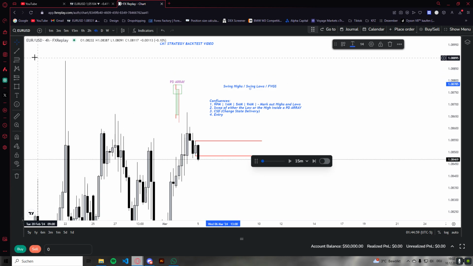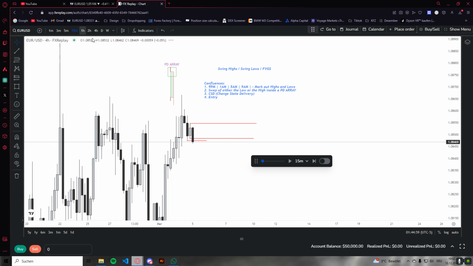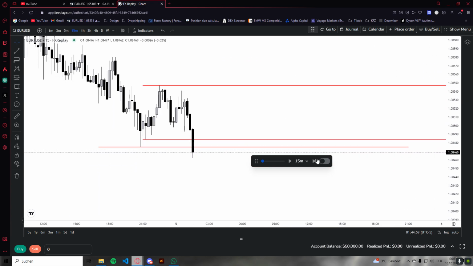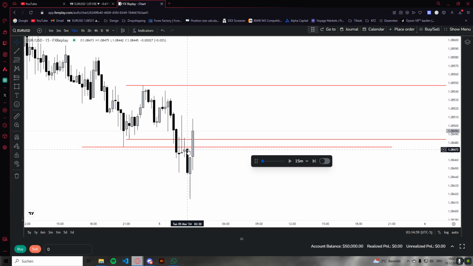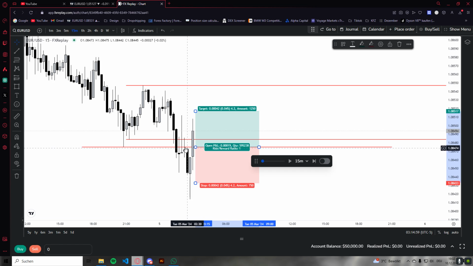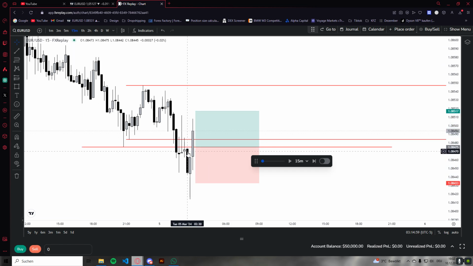Here is our swing low. That means that's a PD array. So let's see if we can get a good change state delivery. Yes, we got one. As you can see, here's the bearish candle. Okay, and then the second candle after the black one engulfed it. So where's our entry? At the high of this candle, of that one, of the last black candle.